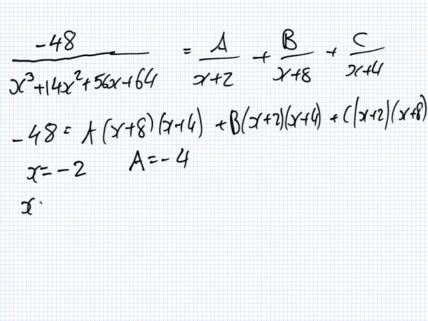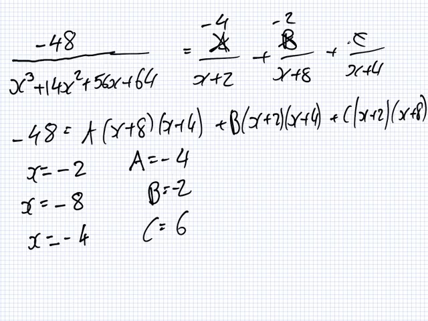And then for the b, we'd want to let x equal to minus 8. So let me see, that would be minus 6 times minus 4, which is 24. Minus 2? Yeah. Great. And then lastly, we'd want to let x equal minus 4. This would be minus 2 times 4, which is minus 8. 6. And this is easy because these are all going to be logs. So this will be minus 4, this will be minus 2, and this will be 6.